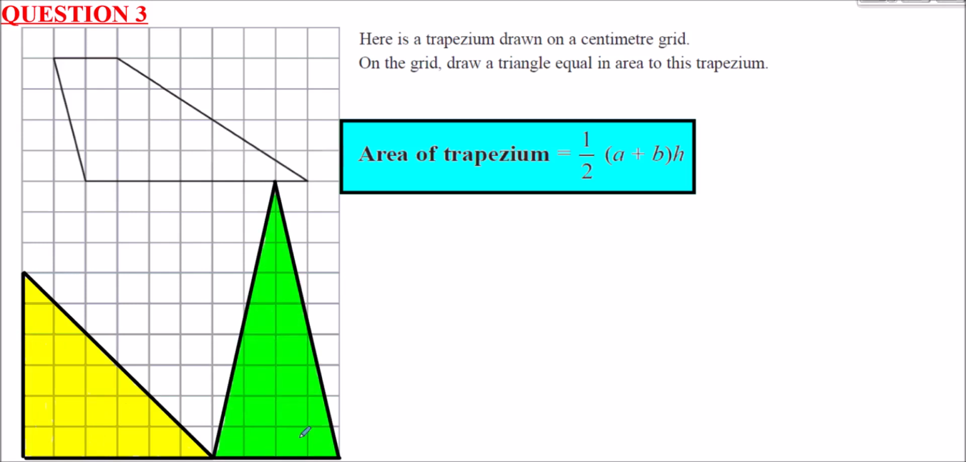Or you could have something like this if you wanted. That's 4 along and 1, 2, 3, 4, 5, 6, 7, 8, 9 high. 4 times 9 is 36. Half it because it's a triangle. Again gives you 18. So as long as you draw a correct triangle with an area of 18, you're good.